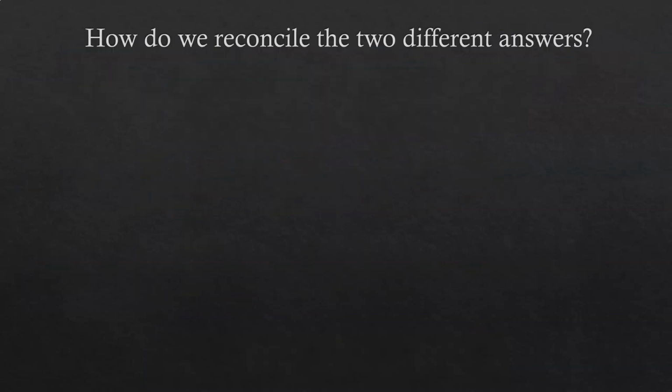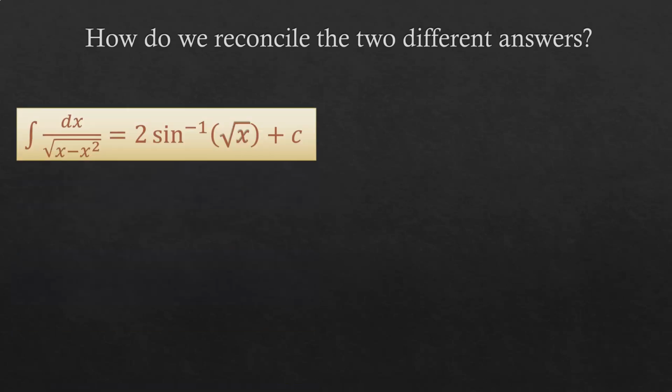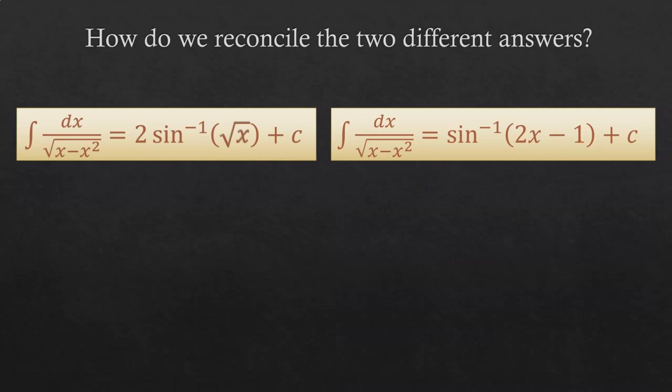Okay, so how do we reconcile the two different answers? First, we got 2 inverse sine of square root of x plus c. The second, we have inverse sine of 2x minus 1. Well, that's because in the first try, we used u equals square root of x. In the second try, we used u equals 2x minus 1, right? How is it possible that we can get two different answers to one problem?